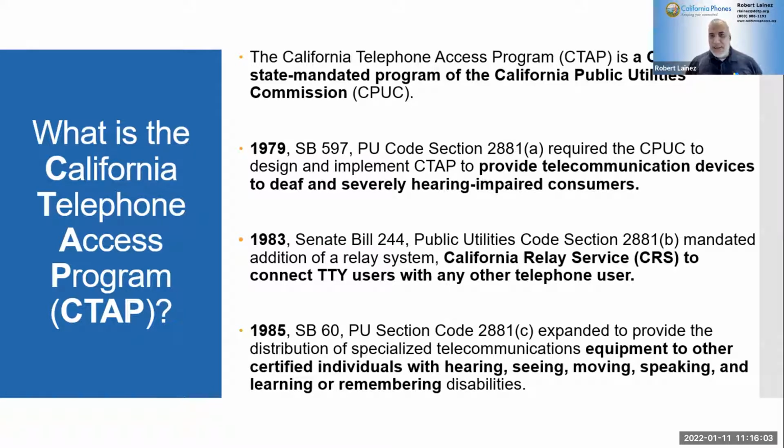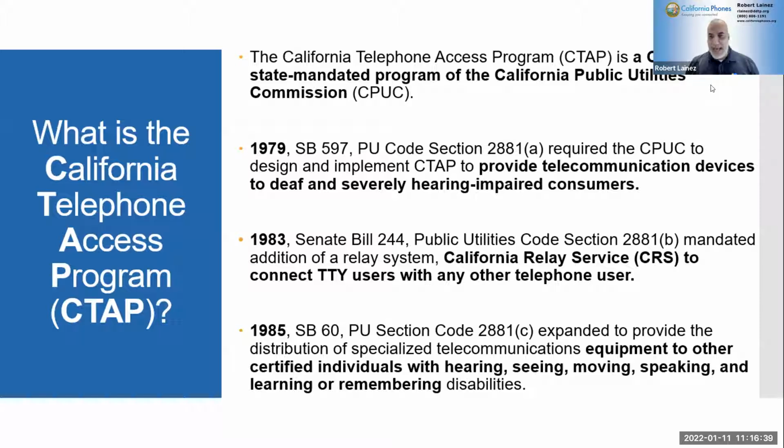So what I mentioned, this program, it is a state program. It is mandated by the California Public Utilities Commission. And so this started back in the 70s, where the commission said, hey, we need to provide telephone equipment for people that are deaf or severely hard of hearing. And so this is how this program started. Now in the 80s, they began to include what we call relay or TTY. And in a few slides further on, I will be talking a little bit more about that.